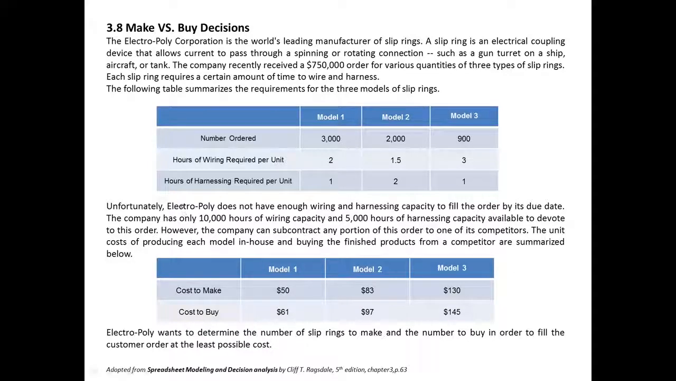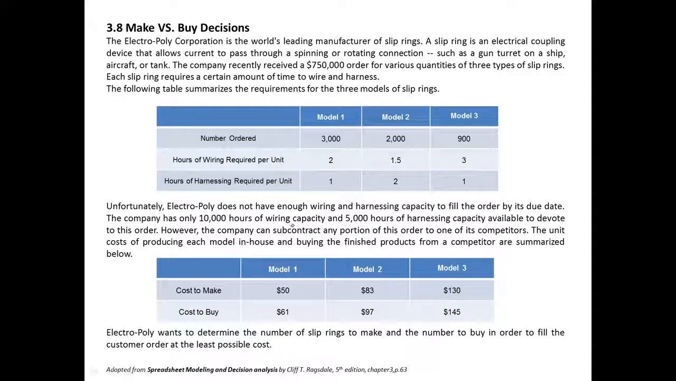Unfortunately, this company does not have enough wiring and harnessing capacity to fill the order by its due date. They only have 10,000 hours of wiring capacity and 5,000 hours of harnessing capacity to devote to this order. Okay, so again, we see limited resources. So no matter how many Model 1, Model 2, and Model 3 we are going to produce, we only have those 10,000 and 5,000 hours of wiring and harnessing hours to use.